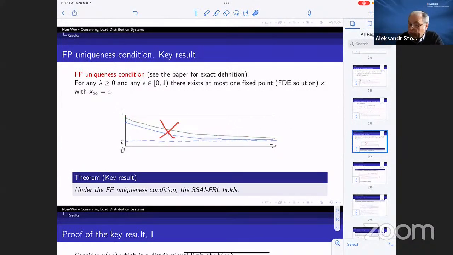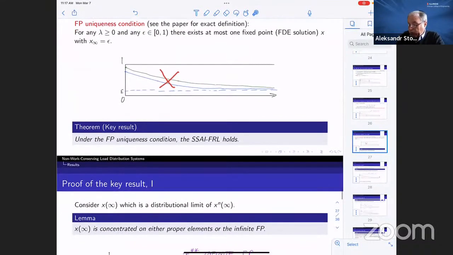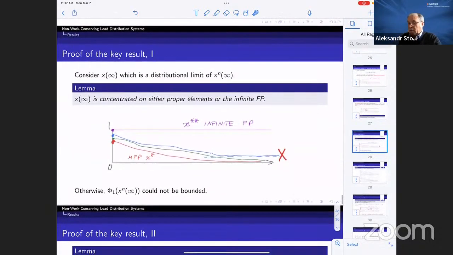So it's not just that there's a unique fixed point which is proper. You need a little bit more: for any epsilon, you cannot have two solutions which converge to the same level. If this is true, under this uniqueness condition, then yes, you have Ansatz for the full range of loads. Hopefully I will show a little bit later that this condition is not vacuous. Let me go very quickly. So this is a proof. All the proofs are just pictures, so don't worry too much.